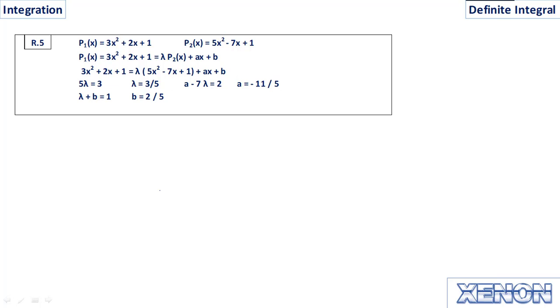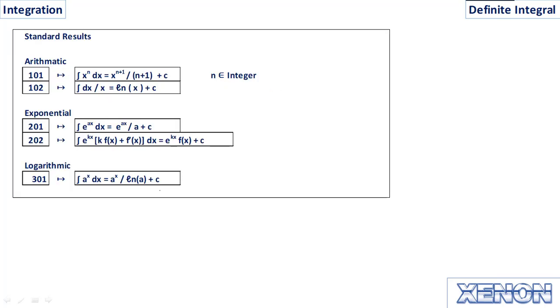When lambda plus b equals 1 and lambda equals 3 upon 5, we will be getting b equals 2 upon 5. Right? Now, there are some standard results of integration.